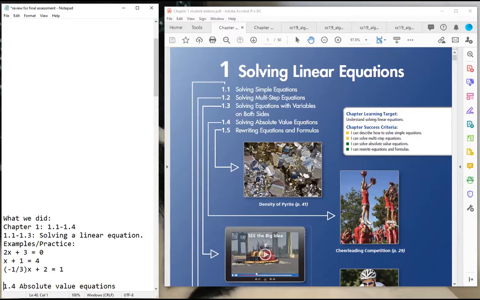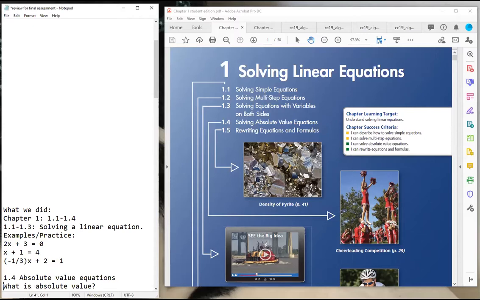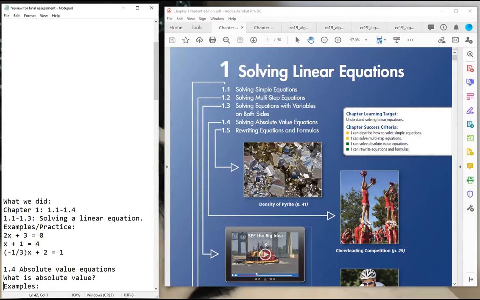So one thing I'll ask you to know for tomorrow's assessment is what is an absolute value? Absolute value of x is the distance from x to the origin, or you could say if x is negative, the absolute value of x is positive. If x is positive, the absolute value keeps it the same. Examples from 1.4.